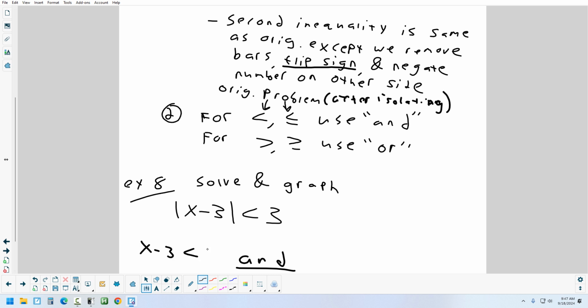X minus 3 is less than 3. Perfect. And can somebody give me the second inequality? Yeah. X minus 3 is less than negative 3. Or greater than negative 3. X minus 3 is greater than negative 3. So yeah, you do three things here. Bars are gone, flip the sign, change the number on the other side.